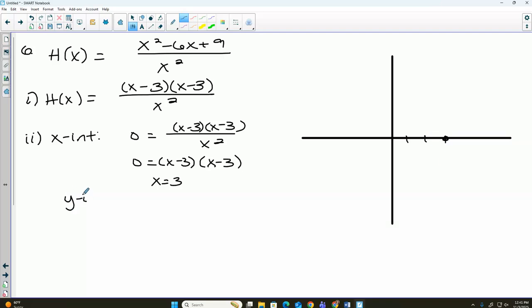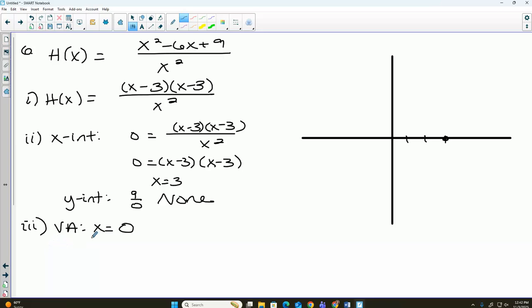Y-intercept is where you cross the y-axis, so x is 0. If I plug in 0 for all my x's, I get 9 divided by 0. Can you do 9 divided by 0? No, so there is none. Third thing, asymptotes, vertical asymptote. X equals, what makes the bottom of this fraction 0? 0.